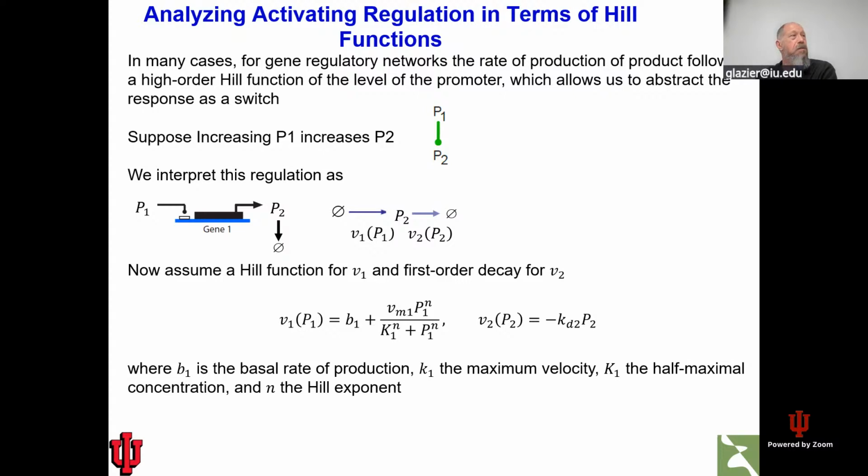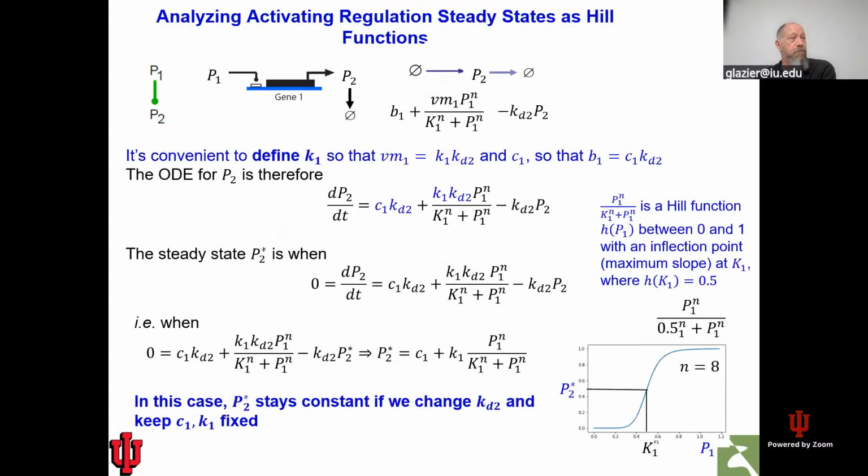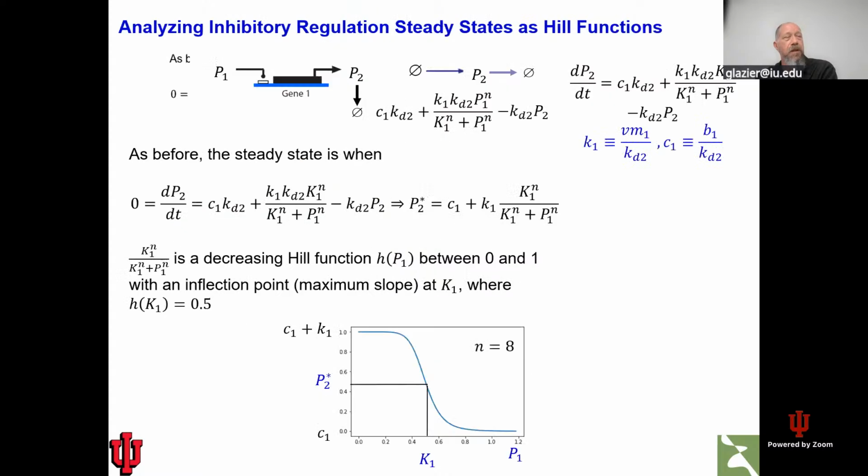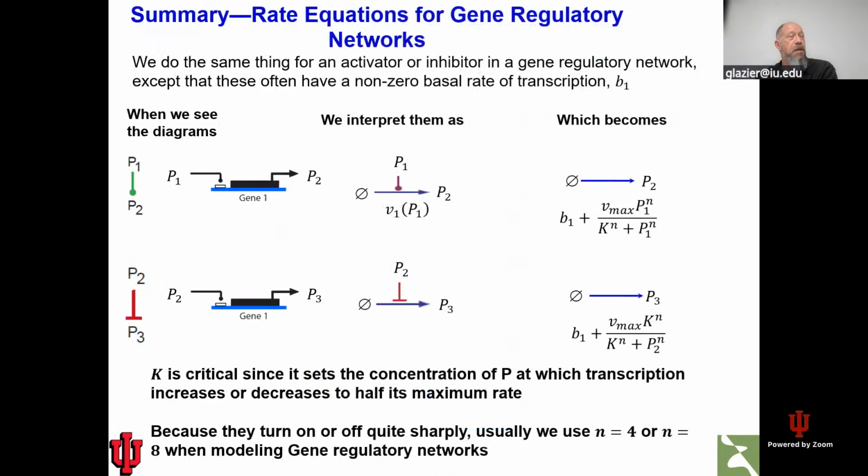And so now you could do all of that, and I'm not going to go through that. You could look at the slides if you're interested, but you could go through the whole thing for inhibitors and activators, and that's your basic result. Typically, in gene regulatory networks, we assume that N is 4 or 8 because the turn on and turn off are fairly sharp.